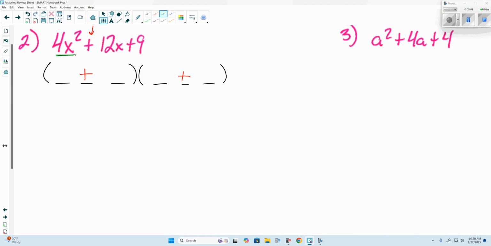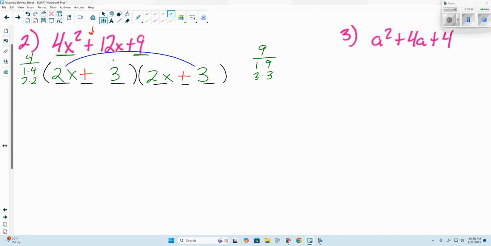Our next step is to find the factors of the first and third term. So for 4x squared, we will have x and x. 4 is 1 and 4, 2 and 2. So here we can try 2 and 2. Factors of the third term, 9, 1 and 9, or 3 and 3. And we can try this here.